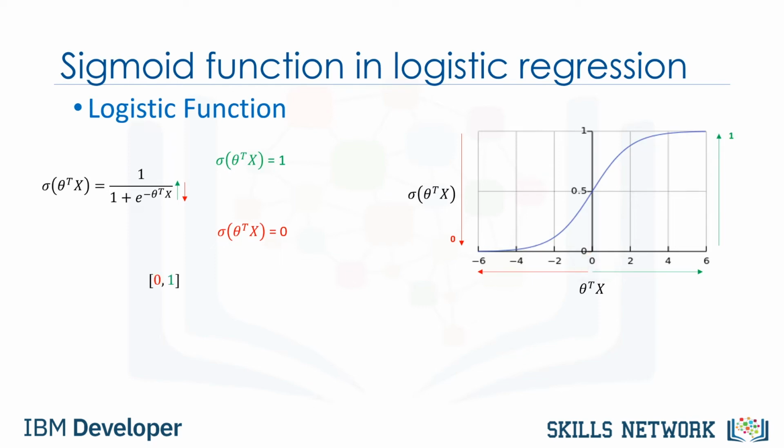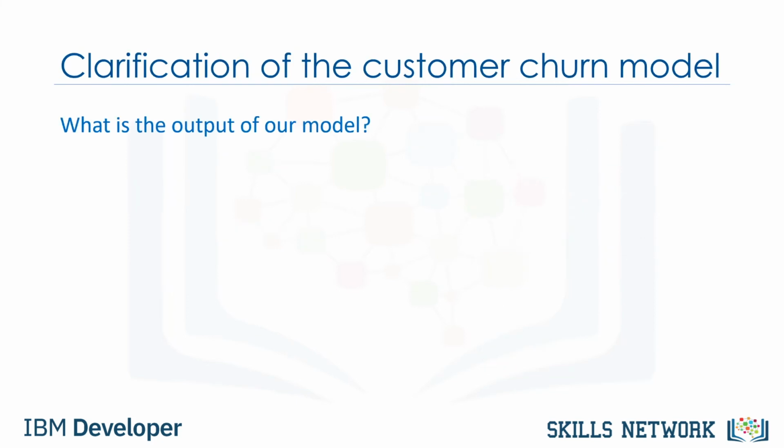So, the sigmoid function's output is always between 0 and 1, which makes it proper to interpret the results as probabilities. It is obvious that when the outcome of the sigmoid function gets closer to 1, the probability of y equals 1, given x, goes up. And in contrast, when the sigmoid value is closer to 0, the probability of y equals 1, given x, is very small. So what is the output of our model when we use the sigmoid function?